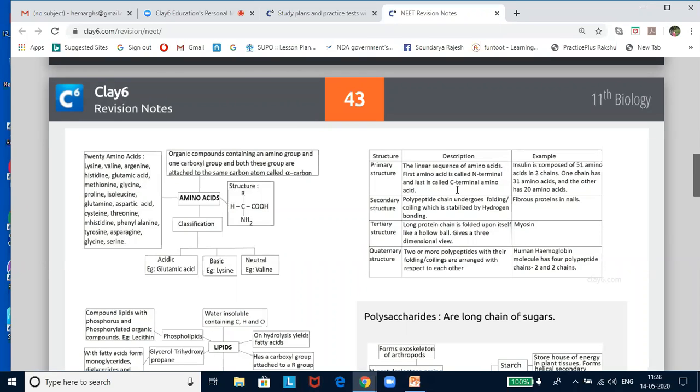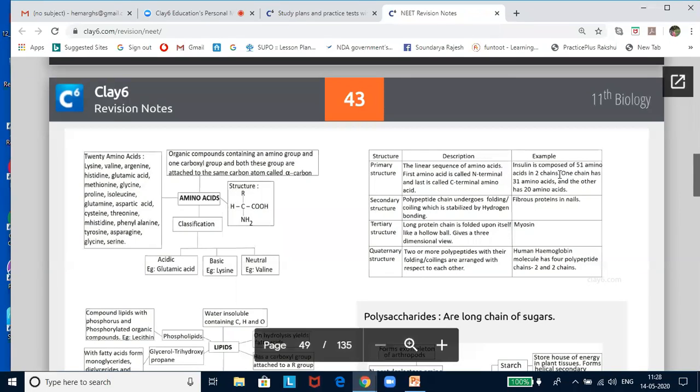In the primary structure, we usually use abbreviations to represent the amino acid residues. In the linear sequence of amino acids, each amino acid is represented by 3 letters. For example, TRY dash GLY dash PRO dash VAL dash GLY. That means it is tryptophan, glycine, proline, valine, and glycine. So this is the primary structure. An example is insulin. It is composed of 51 amino acids in 2 chains. One chain has 31 amino acids and the other has 20 amino acids.